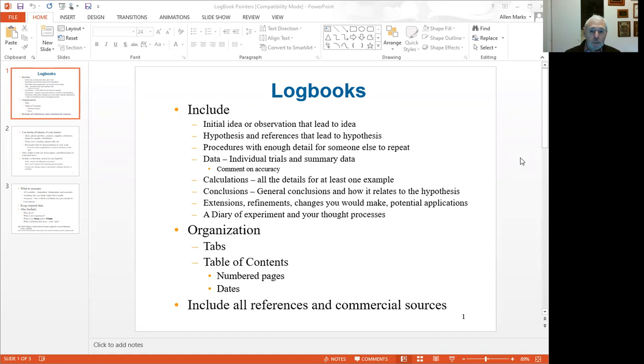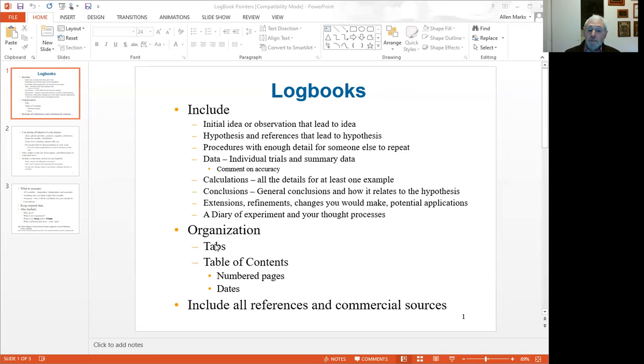Logbooks are very important. They basically provide the documentation for everything you've done. Included in the logbooks should be just about every single part of your experiment, as I've outlined here. The logbooks should have some organization.